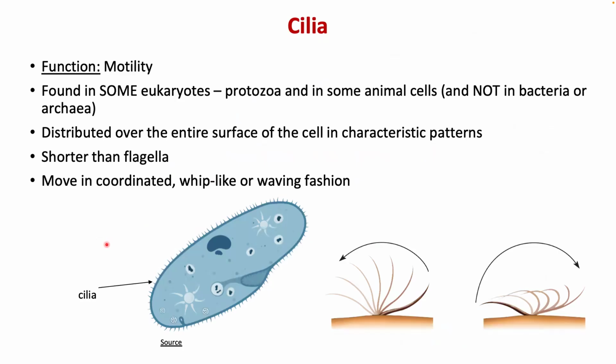So first, let's handle cilia. What are cilia? Basically, cilia are mostly found on the outside of the cell membrane of some of these microbes and some eukaryotic cells, and their function is for motility. They are mostly present on protozoa and in some animal cells, but not in bacteria or archaea. They are distributed over the entire surface of the cell, as I've shown earlier, and they are shorter than flagella and help in the movement of the cell.